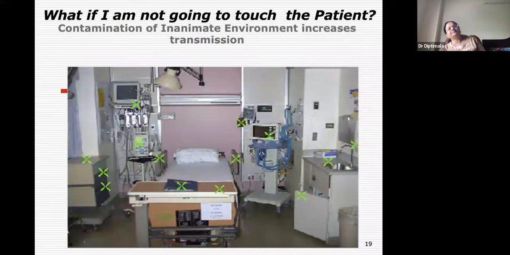So this is a picture you can see. This is, in any ICU, a typical bed with the surroundings. And these are all the points where one caregiver will definitely touch. So each of these points can be a source of infection.